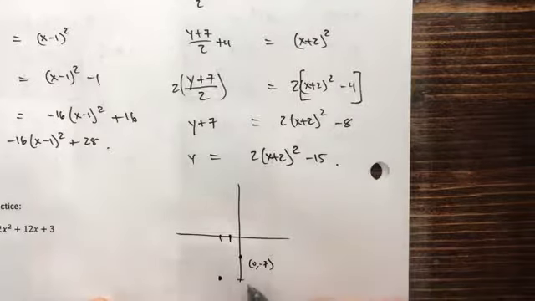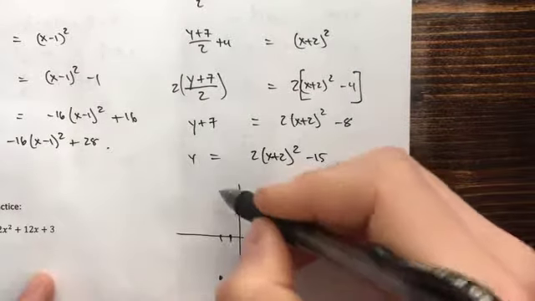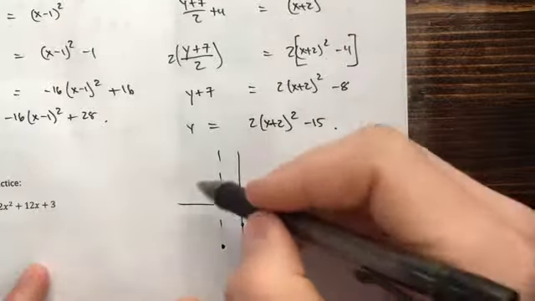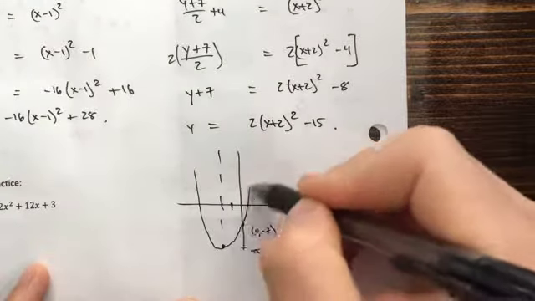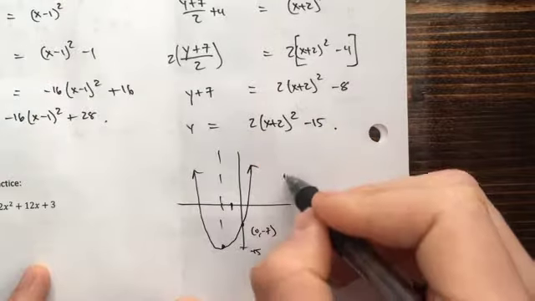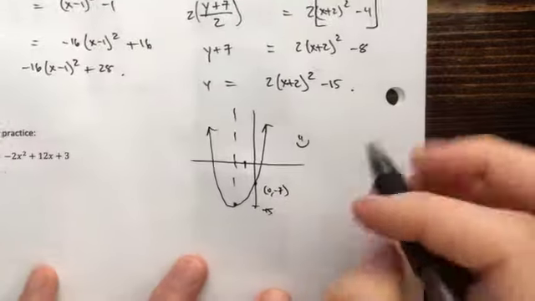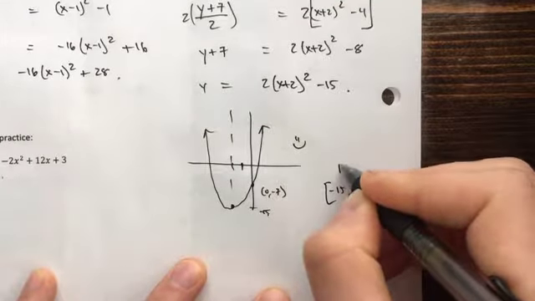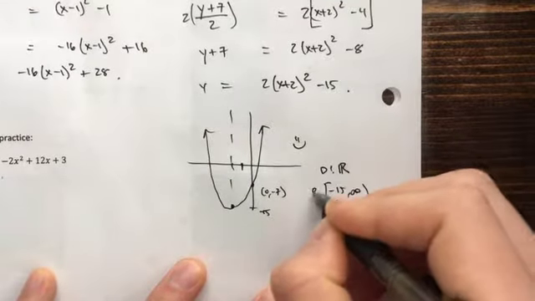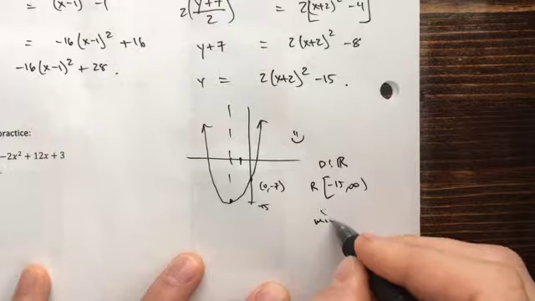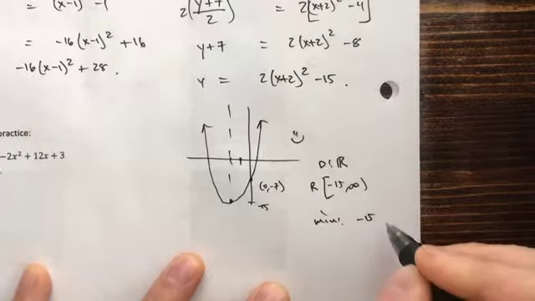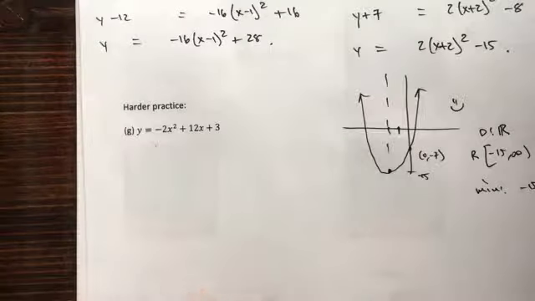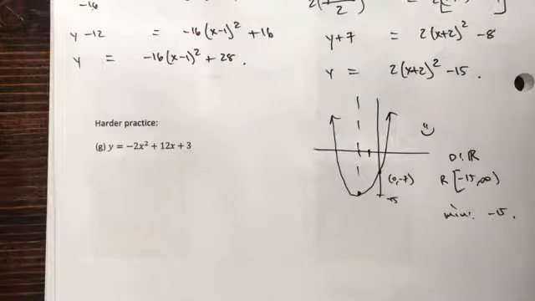(0, negative 7). This is negative 15. There's our axis of symmetry at negative 2. It opens up, so it's going to look something like this. And we've got a minimum value. We know the range is negative 15 to infinity. We know the domain is all real numbers. We know the min is negative 15, so lots of stuff we can figure out from that. So I'll let you do this example.